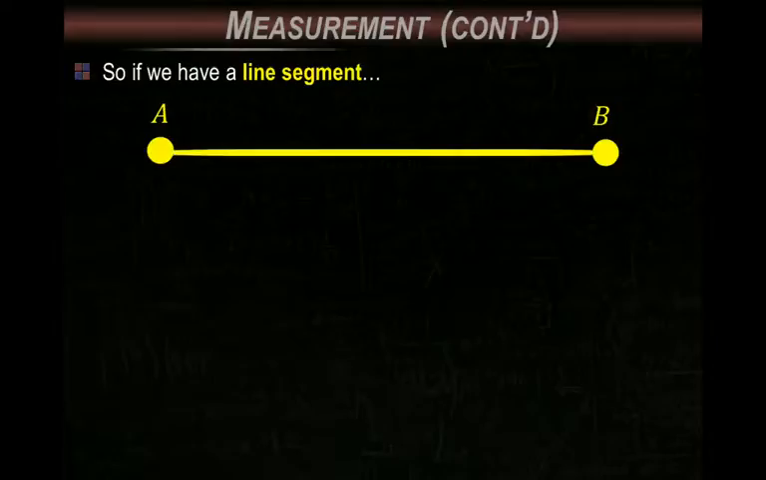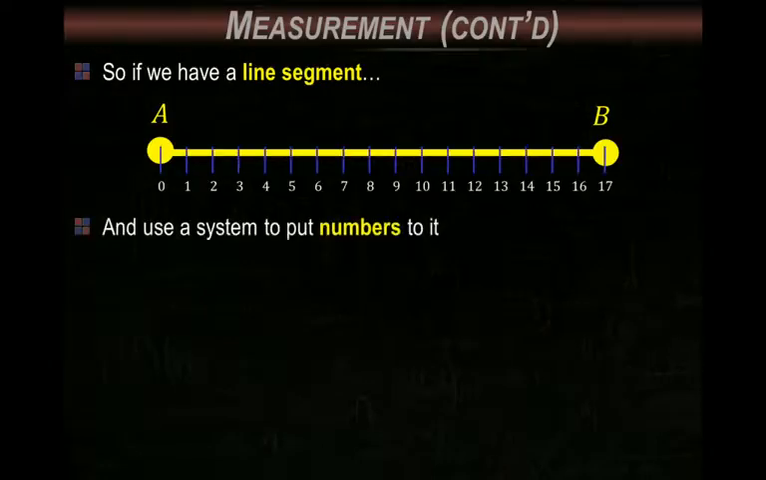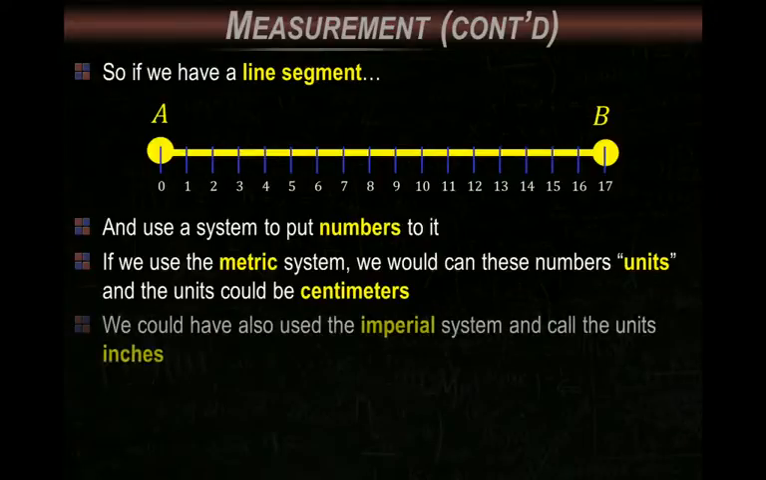So here's a line segment that goes from A to B, okay? To measure it, we're going to put numbers on it, and we're going to use a system for that. So if I put numbers on this from 0 to 17, I can say that this line segment is 17 long. But then the next question would be 17 what? So that's where the system comes in. If it's millimeters, I say millimeters. If it's inches, I say inches. Those are what we call the units that we're using to measure it, okay?